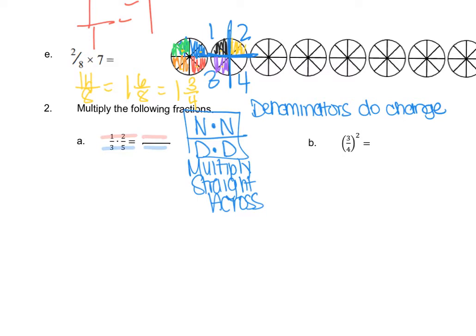So 1 times 2 gets me 2. 3 times 5 gets me 15, and we have 2/15. We have to ask ourselves, does it simplify? In this case, it does not. So our answer is 2/15.